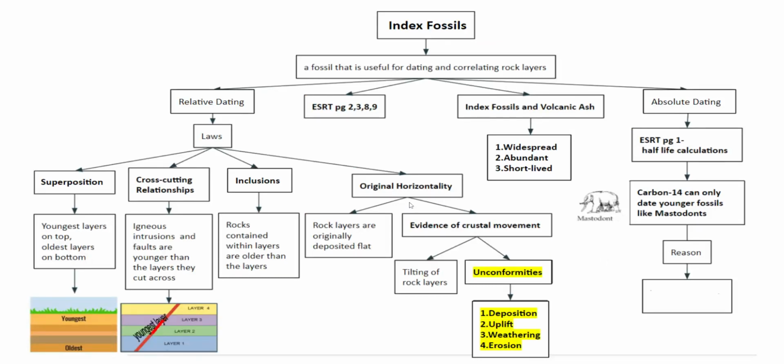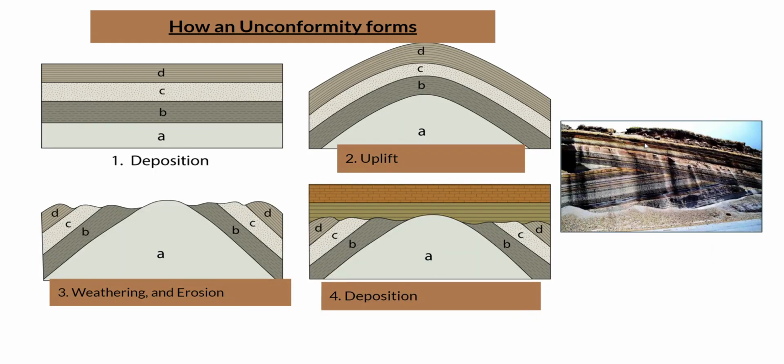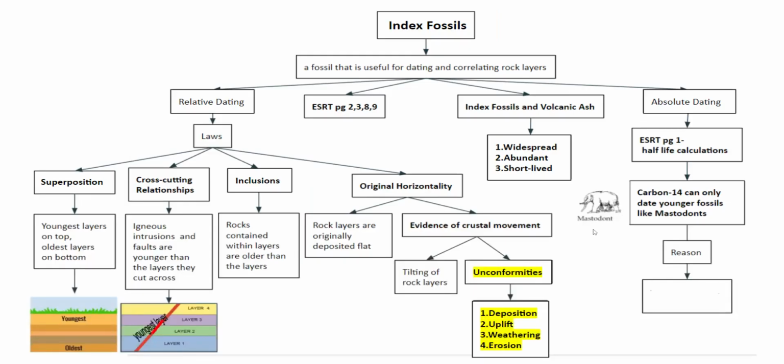Remember, original horizontality is when rock layers are originally deposited flat. That's our law. But how we know that the Earth's crust moved is by the tilting of rock layers, kind of like you see over here, and through unconformities. This is an unconformity. And they happen through deposition of sediments, uplift from plate tectonics, and then weathering and erosion. You do need to memorize this. It's asked a lot on the Earth Science Regents. So go ahead and pause this video, write this down.